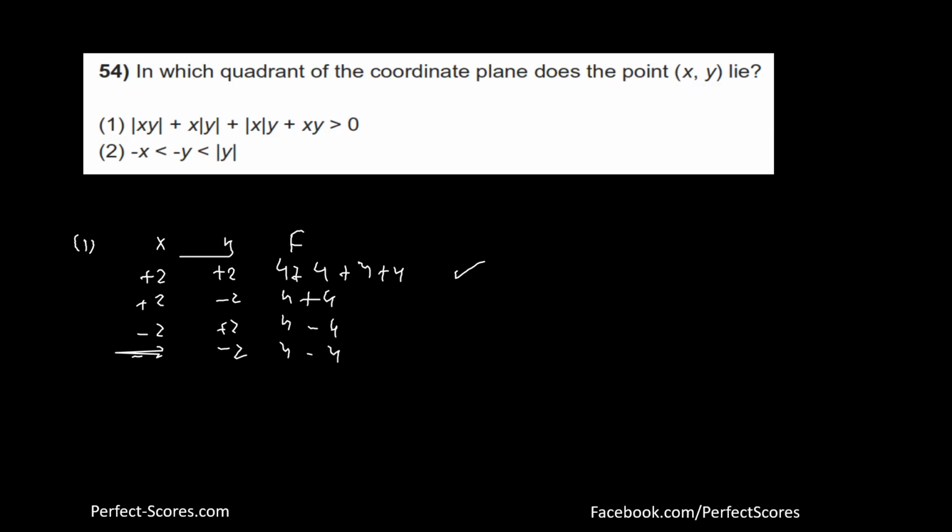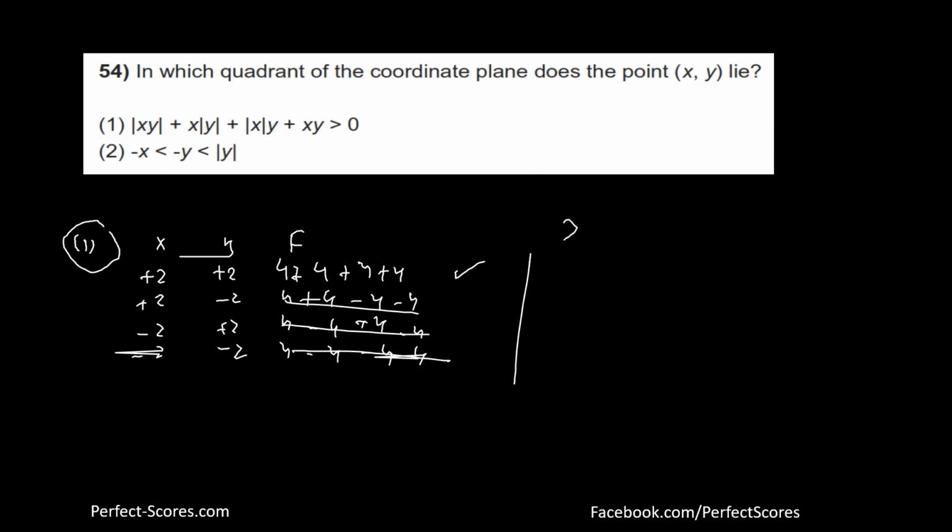Then absolute of x into y, which is 4, and negative 4. Then you have x into y, negative 4, negative 4, 4. So this is 0 here. This is gone. This is 0 here, right? So this is gone. And this is negative here. So this is gone as well. So only positive 2 and positive 2 works. So that means this is sufficient.